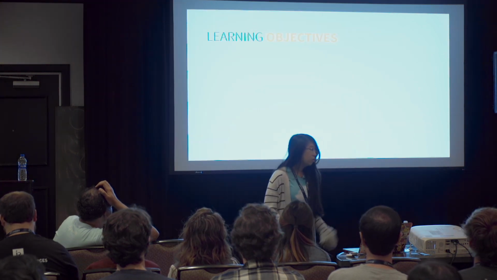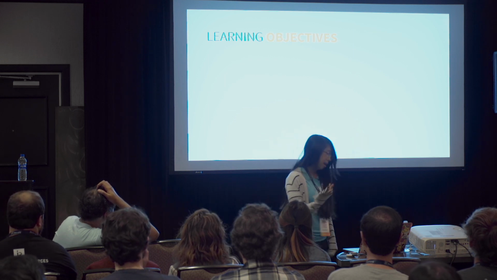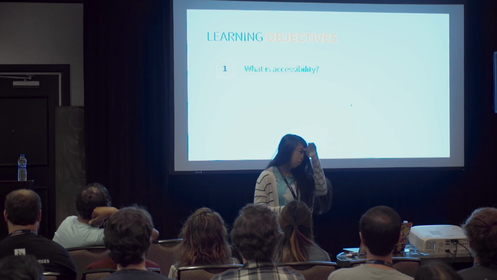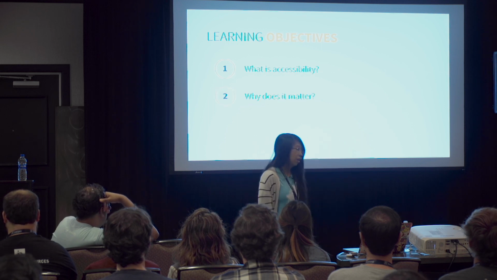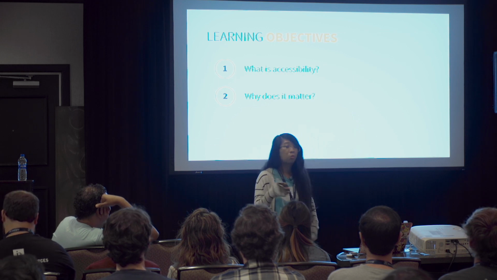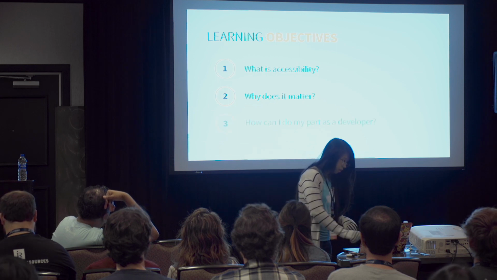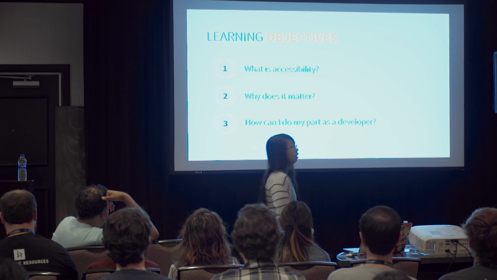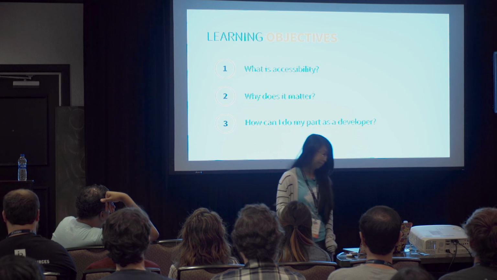I definitely want to make sure that everyone is learning something by the end of this talk. So I have 3 questions that you should be able to answer by the end. First of all, what is accessibility? Secondly, why does it matter? It might be trendy, but you never want to do something just because it's trendy. You want to know why it matters, so we'll go over that. And the bulk of my presentation will be, how can I do my part as a developer? By the end of this talk, you should know what you need to add to your code to make it accessible.